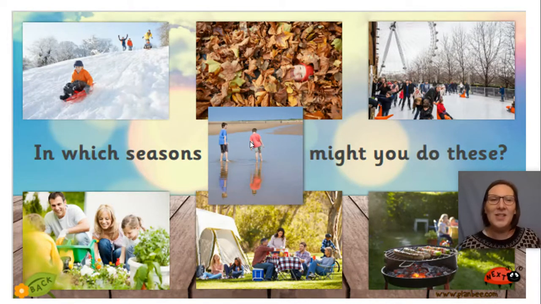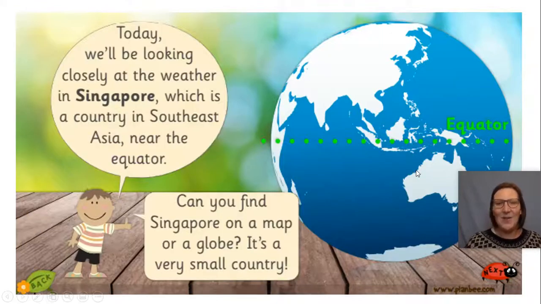Okay, welcome back. What did you decide? Well, winter would be sledding. Playing in leaves would be autumn. Ice skating would be winter. Gardening possibly could be spring. Camping would definitely be summer. And so would those lovely barbecues. And paddling in the sea. That could also be spring, but it'd be more likely summer. Okay, let's move on then.